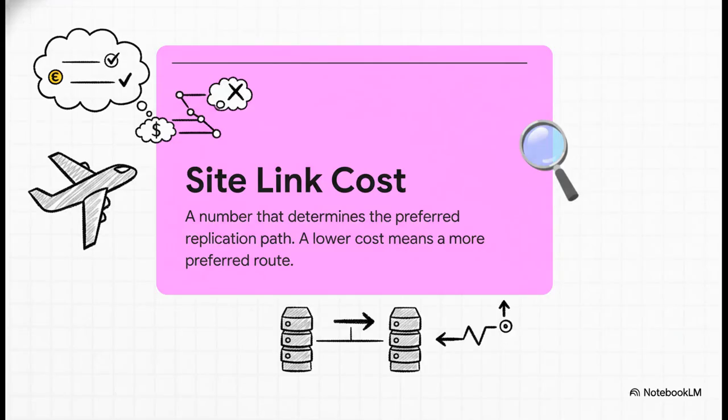Your second lever of control is the site link cost. Now, if you have more than one way for data to get between your sites, the cost tells Active Directory which path to take. It's just like booking a flight, right? You'd almost always pick the cheaper, direct flight over a pricey one with a bunch of layovers. It's the same idea here. A lower cost number means it's the better preferred route.